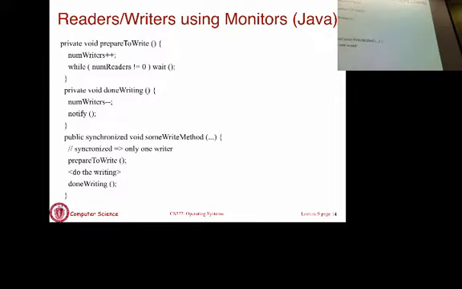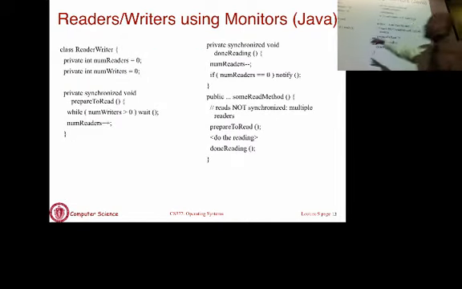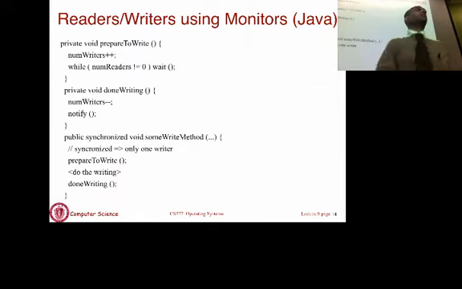Now you should also ask the question, why are the prepare to write and done writing methods not synchronized? Okay, so in the previous case you will see that prepare to read, this method is synchronized, that method is synchronized. In this case, they are not. Why? Yes. They're only called within the synchronized method. Okay, so they are called from a synchronized method. So there is no need to make them synchronized. You agree with that?